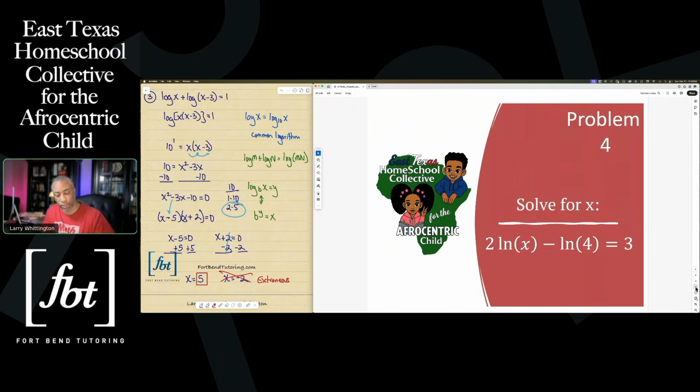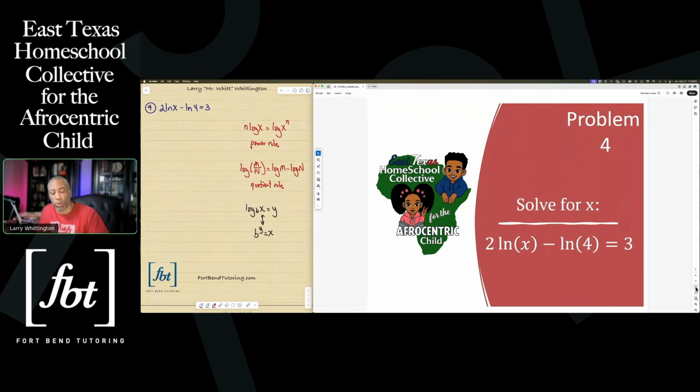You got it. So here with problem number 4, we have an opportunity to use a property that we haven't used thus far, and that is called the power rule. Anytime you have a coefficient, a number in front of a natural logarithm or a logarithm for that matter, you can raise that coefficient to an exponent. We call that the power rule. All right.